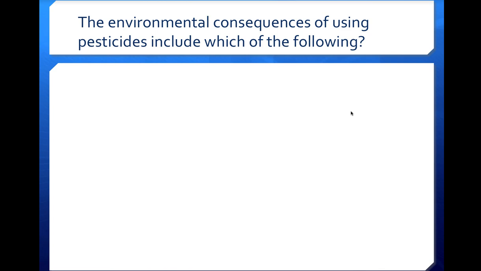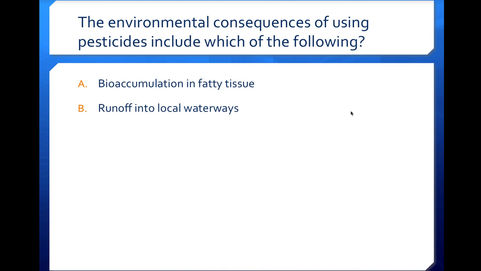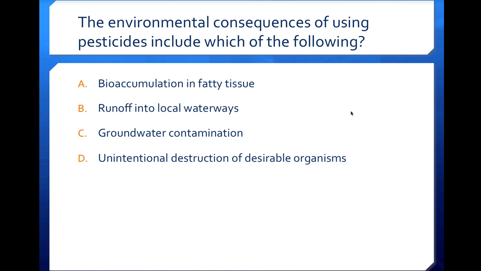So let's close our lecture with 2 more quiz questions. First of all, the environmental consequences of using pesticides include which of the following? Is it A, bioaccumulation in fatty tissue, B, runoff into local waterways, C, groundwater contamination, D, unintentional destruction of desirable organisms, or E, all of the above? So go ahead and think through that list. If you don't know your answer yet, go ahead and pause it, because the correct answer is all of the above. We see all of these things happen with using pesticides.